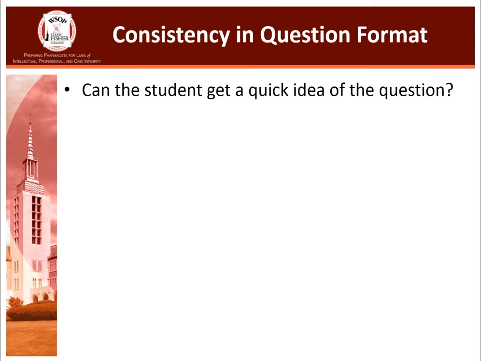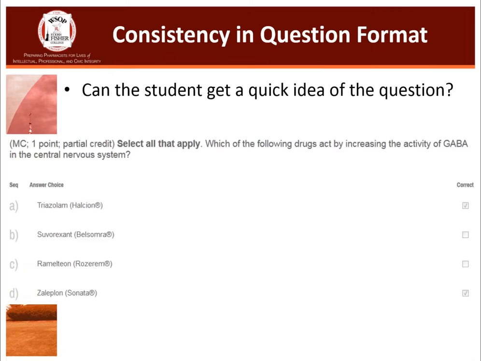So the first question that we ask is, can the student get a quick idea of the question? And so here's just a question that we have based on sleep disorders and asking about drugs treating sleep disorders. And before the student even gets to the question, they know all the pertinent information about what this question is. So our questions will start with the type of questions, so MC here for multiple choice. We use FITB for fill in the blank, or essay for essay, so the student knows what type of question this is right up front.